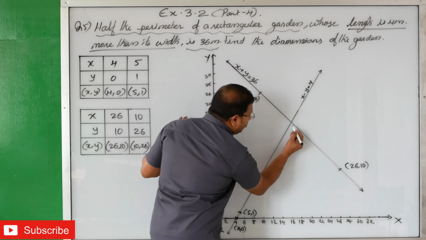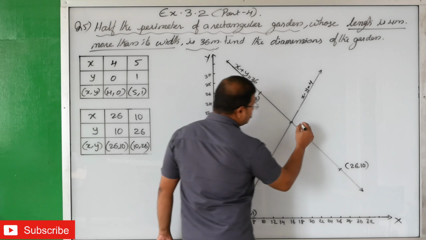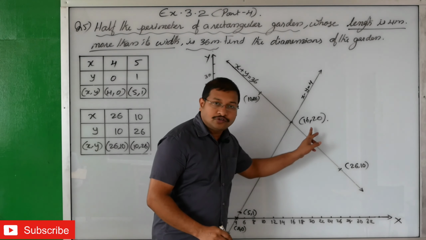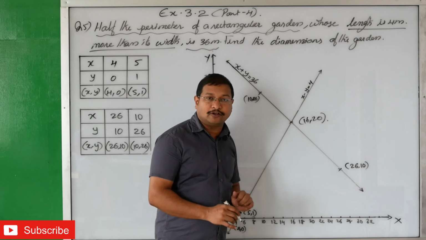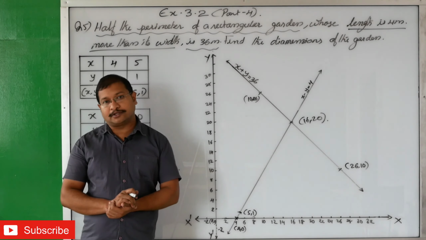Now see the joining place, this point. X equals 16 and y equals 20. So 16, 20. So we got it, x equals 16 and y equals 20. Therefore, x equals 16 and y equals 20. That means width equals 16 and length equals 20. Let's go to the next question.